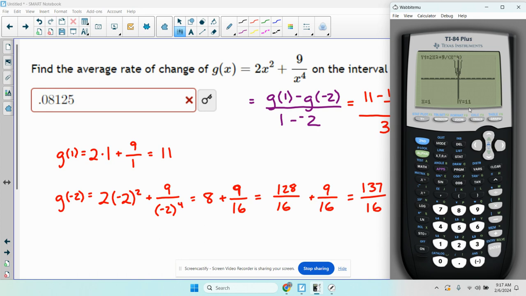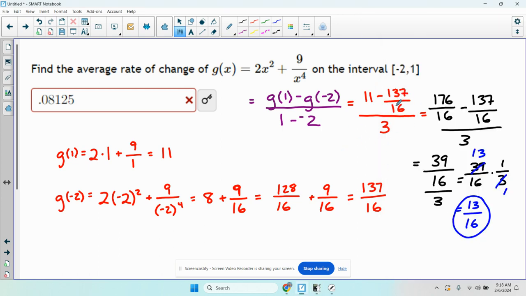I type in 1. I get 11. So g of 1 is 11. If I type in negative 2, I get 8.5625, which I believe is 137 over 16. Yep. So you can do it that way. You can graph this and then just trace to get the y values, or you can do it by hand. Either way, the answer is 13 over 16.